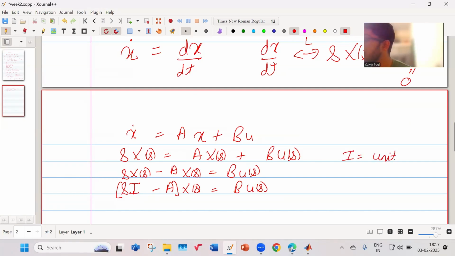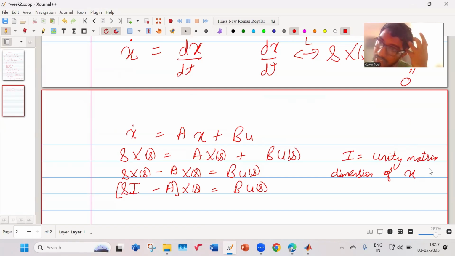This unity matrix depends on the dimension of x. I will show how we can use the state space representation to get the transfer function of a system.